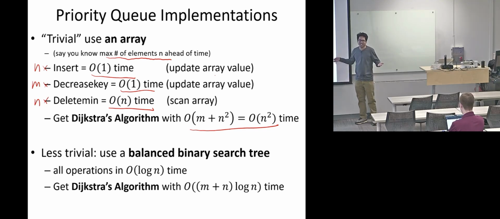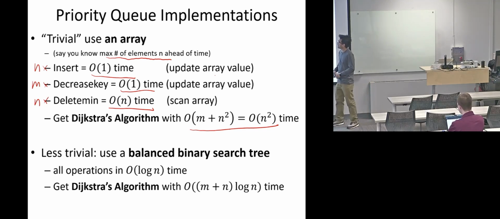But you can do better if you instead implement the priority queue with a better data structure, like a balanced binary search tree. Then everything can be implemented in log n time. You just store it in a balanced tree, the depth is log n, and whatever you do takes log n time. There are n plus m operations, so the total time is now (m plus n) times log n. So that's better, if the graph is not too dense.